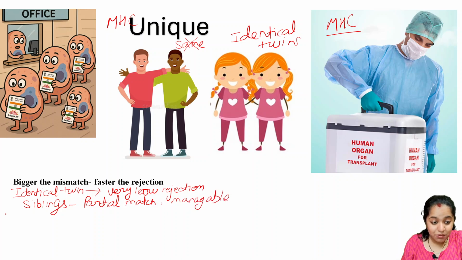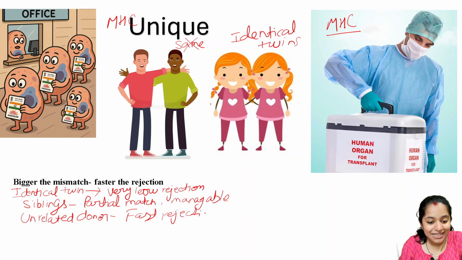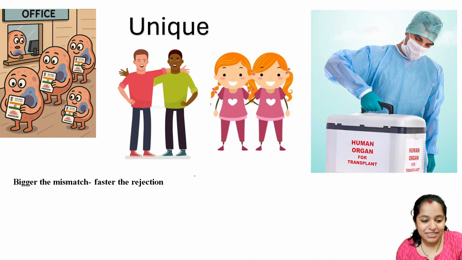Now, we'll talk about an unrelated donor. What happens when there is an unrelated donor? In such a case, the Aadhaar card, the MHC molecules, are completely different. So, what will be there? There is very fast rejection. Clear? You understood this statement? That means bigger the mismatch, faster the rejection. Clear?